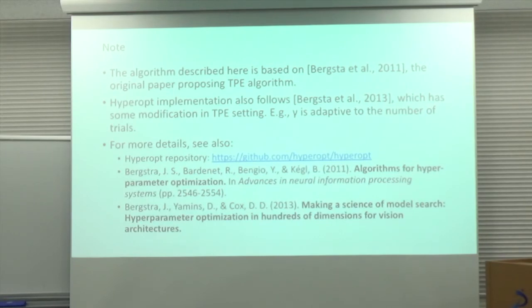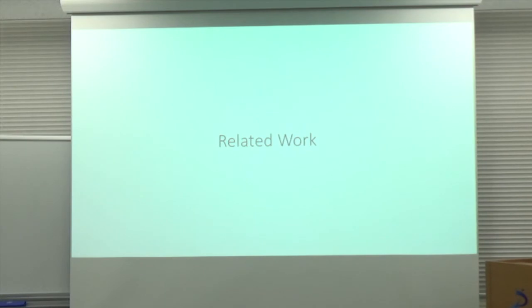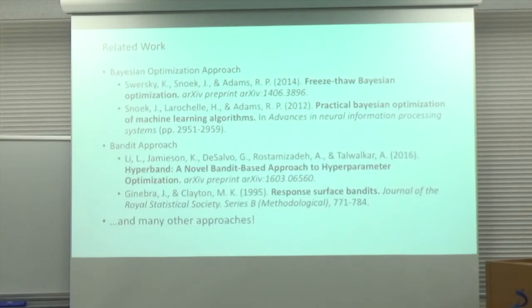But I actually skipped small details. As hyperopt follows two papers, the algorithm I presented here is about the first paper. And there is some gap between the hyperopt implementation and the first paper. For example, the gamma quantile value is not constant in the implementation. So if you are interested, please see the paper as well as the hyperopt repository. Finally, let me give you some complementary topics. Today I talked about hyperopt and TPE. By the way, optimization approaches are not only them. We have Bayesian optimization, the bandit approach, and a lot of other approaches.